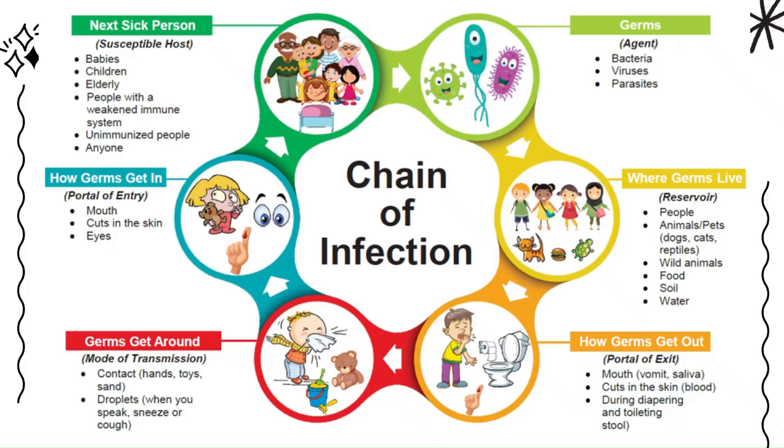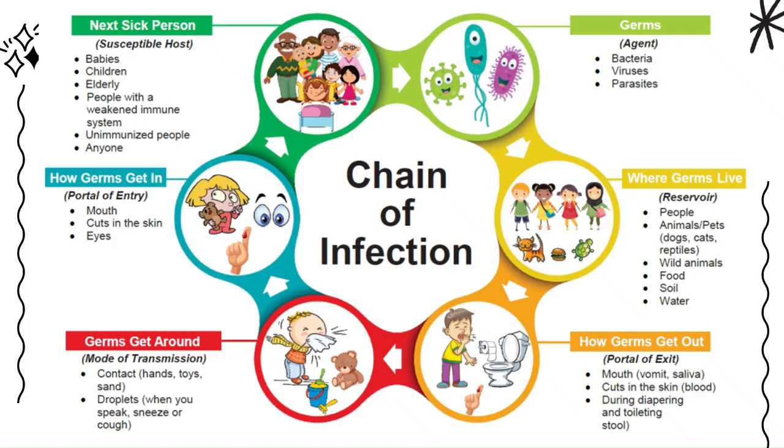Next one, mode of transmission. This is how the germs travel from one place to another. It can spread through touching, sneezing, dirty hands, insects, or contaminated food and water. For example, COVID-19 spreads through droplets in the air, and dengue spreads through mosquito bites.